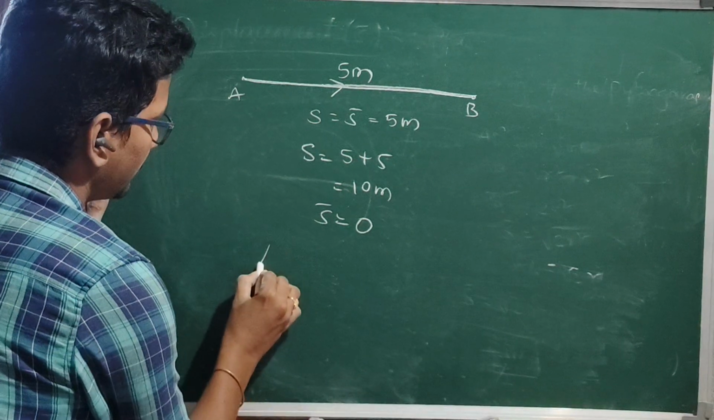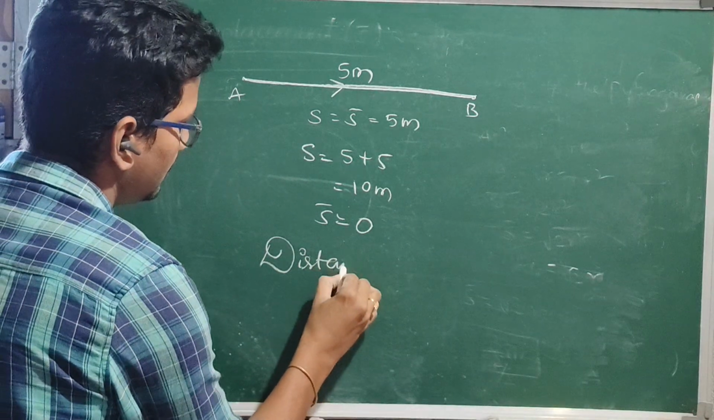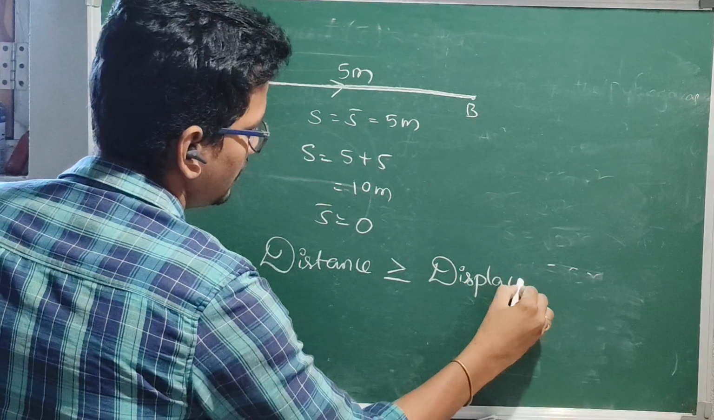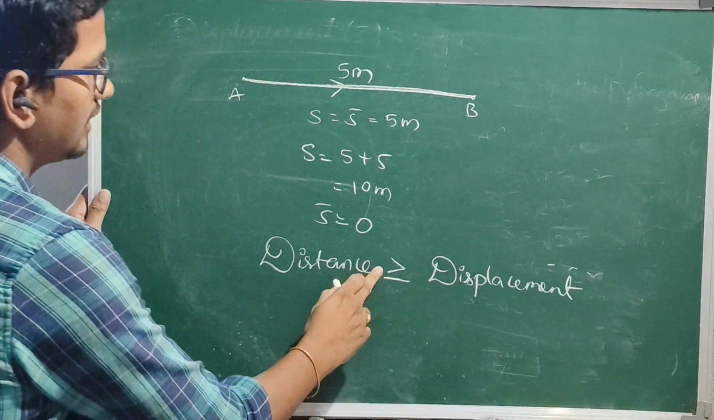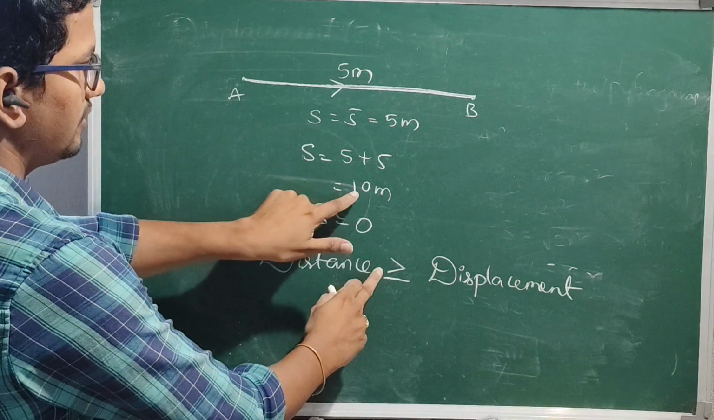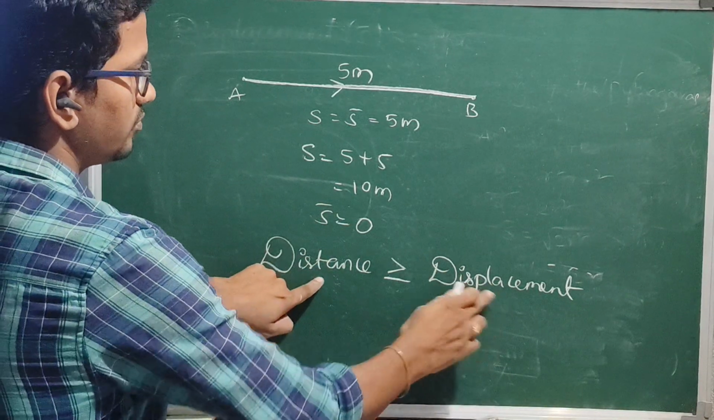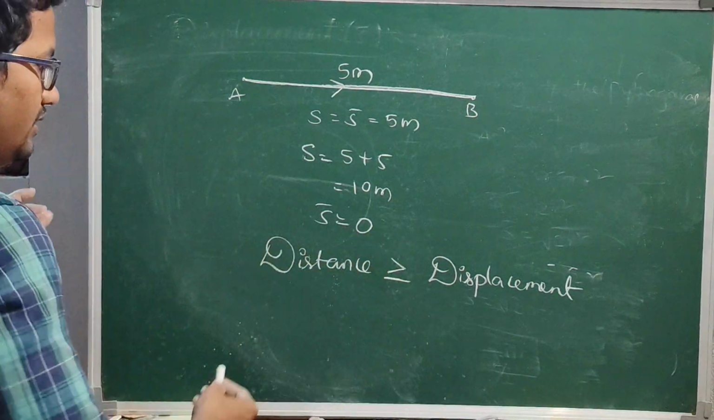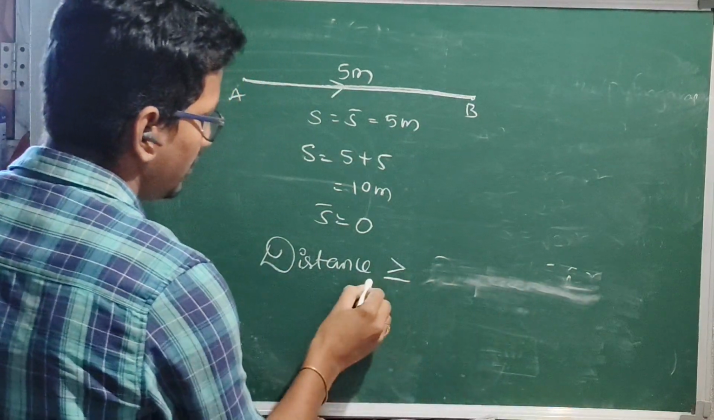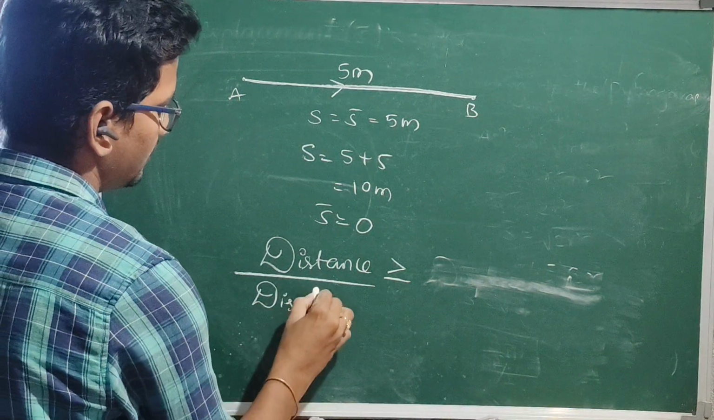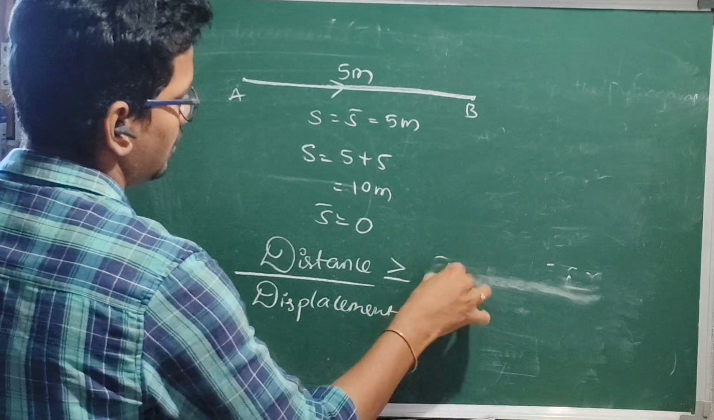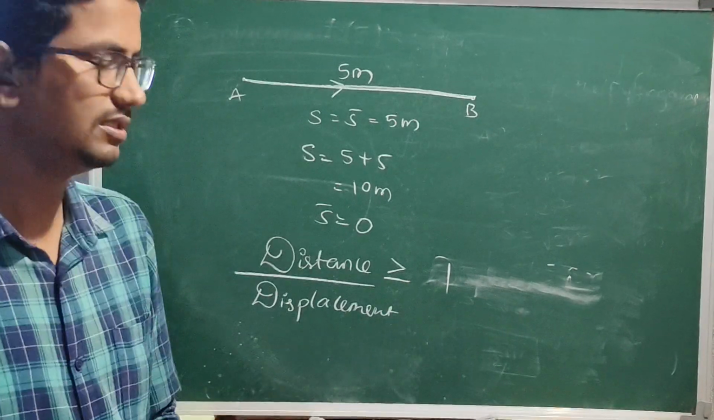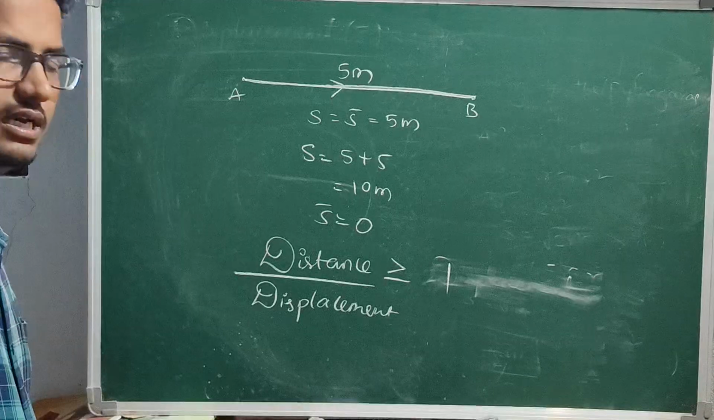That's why we write that distance is greater than or equal to displacement. Why greater than? In those cases, displacement S bar is 0, so the distance is greater than the displacement. When it is equal, when it is the straight line A to B, that is the greater than or equal to 1 case. Then we can write distance by displacement is always greater than or equal to 1. Yes, that is when distance and displacement are equal.